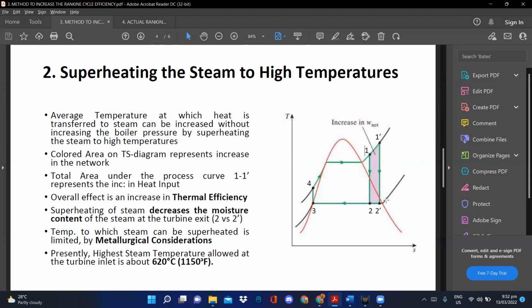So ibig sabihin, mas lalapit sa saturated vapor line natin, yung ating 2 prime. And then paglapit natin doon sa 2 prime, ay pagtaas naman ng ating vapor.